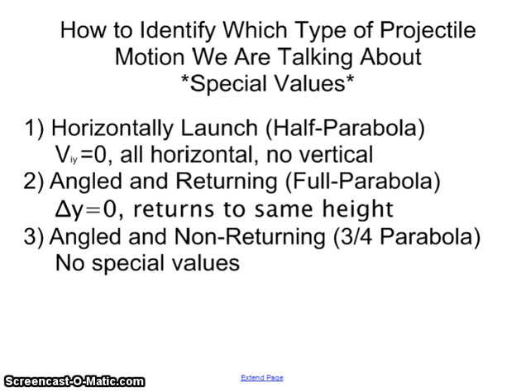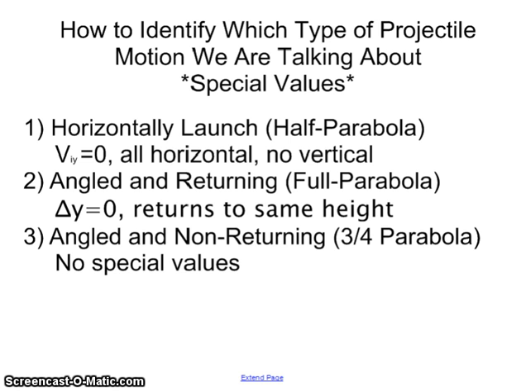For angled and returning problems, because it's returning to the same level or same height as what it was, that means that there is no change from your starting height to your ending height if you're looking at the start to the finish of this full parabola problem. This means that your displacement is 0 because there's 0 change in your height.